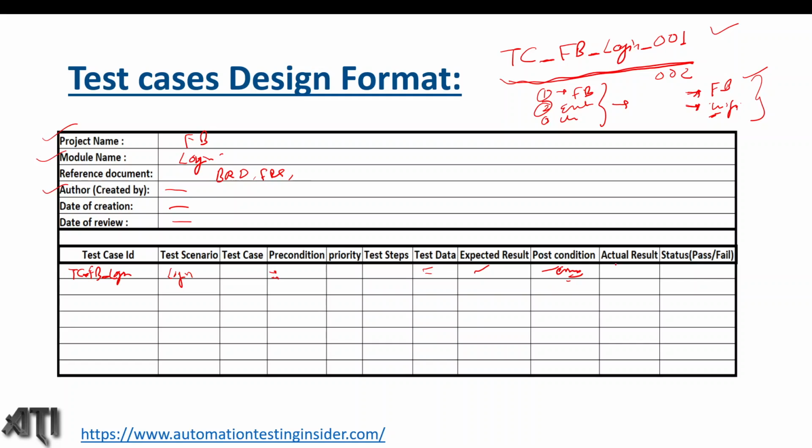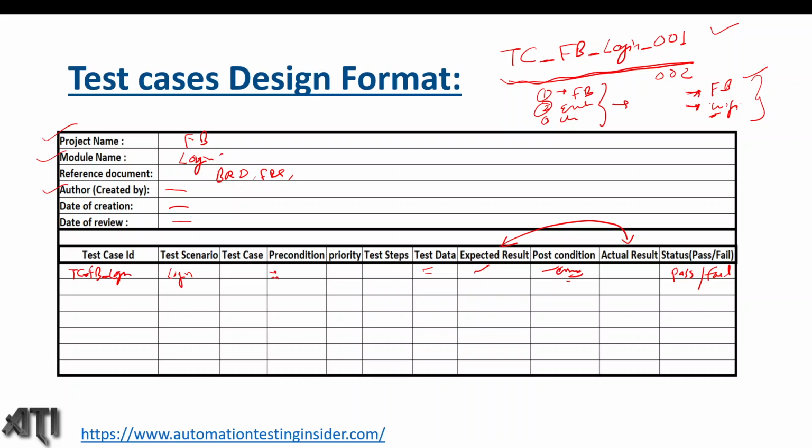Actual result is user should not be able to log in. That is the actual result. And status, fail and pass. So if these two, expected and actual, match, then it is pass. If they are not matching, then it will be failed, right? So this is the format of test case design, guys.